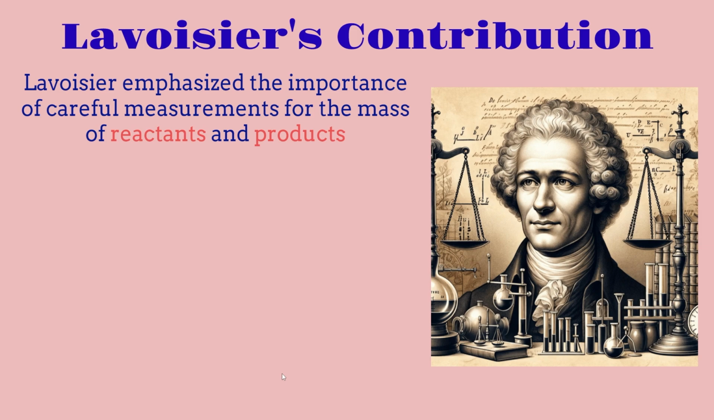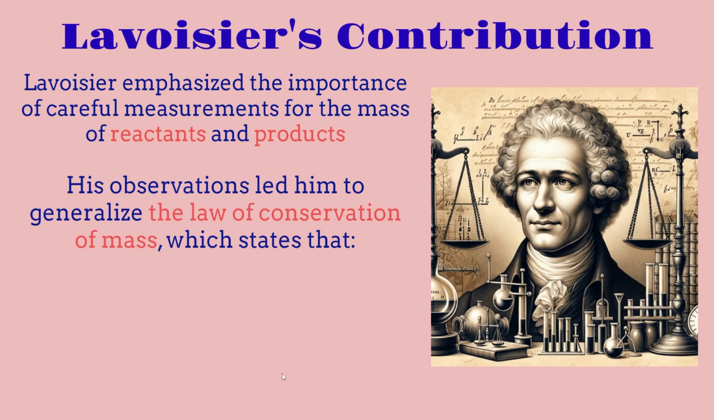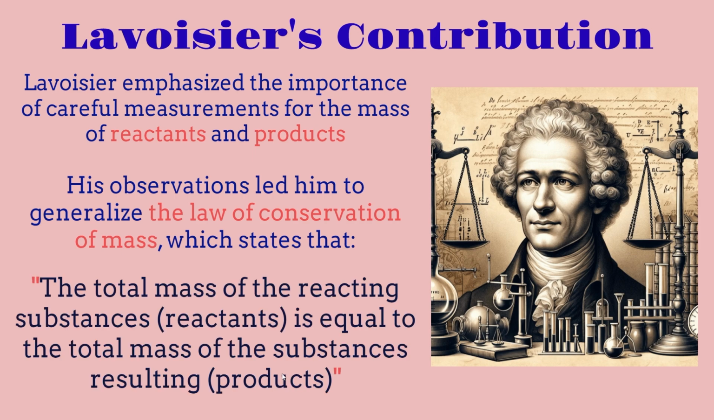So what he basically did was that on one side he put reactants and the other side he put products, and then he was the one that determined that both of the masses should be equal. So his observations led him to generalize that the law of conservation of mass states that the total mass of the reacting substances, which is the reactants, is equal to the total mass of the resulting products. So basically what he said is that the mass of the reactants has to be equal to the product. So everything should be equal inside of the equation.